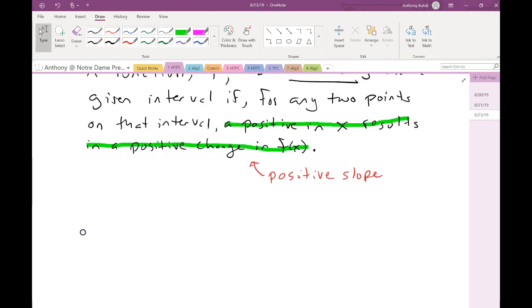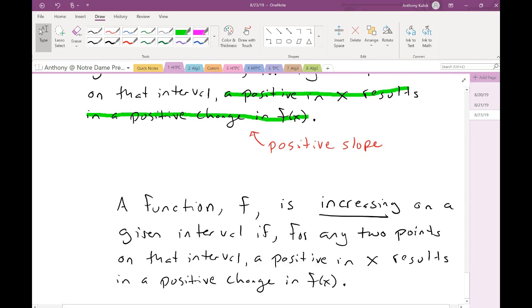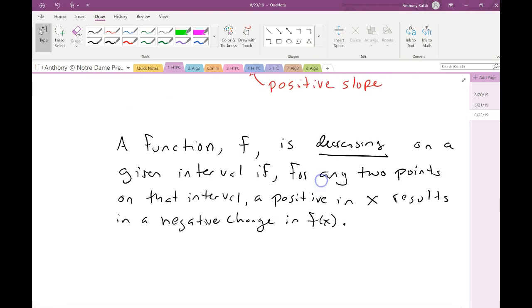All right. We'll do this. That one. So this is going to be decreasing. And this should be negative. But what are we really talking about here? If you pick any 2 points on a decreasing interval and calculate the slope between them, that slope would be negative.